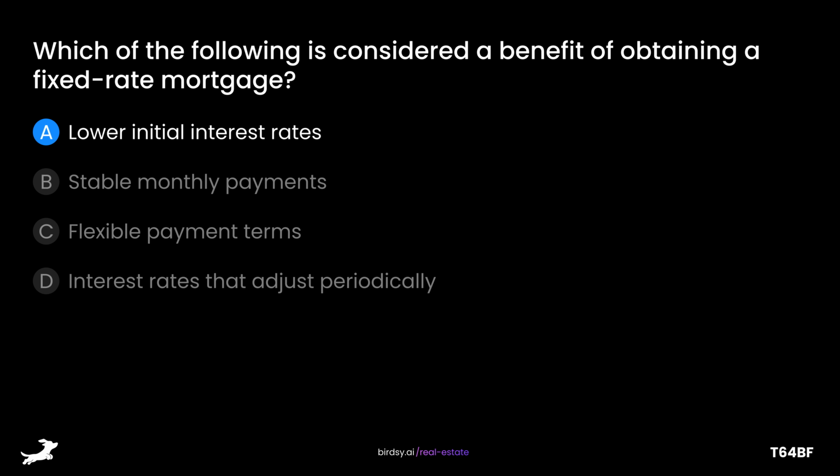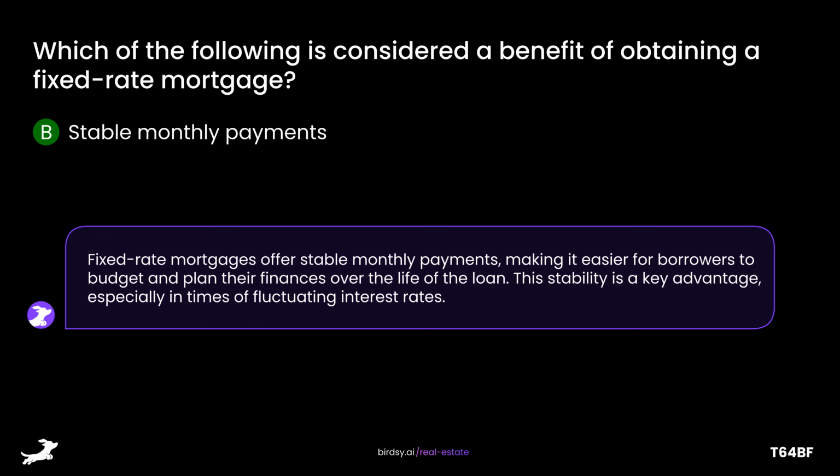Is it A, lower initial interest rates? B, stable monthly payments? C, flexible payment terms? Or D, interest rates that adjust periodically? The answer is B, stable monthly payments. Fixed-rate mortgages offer stable monthly payments, making it easier for borrowers to budget and plan their finances over the life of the loan. This stability is a key advantage, especially in times of fluctuating interest rates.